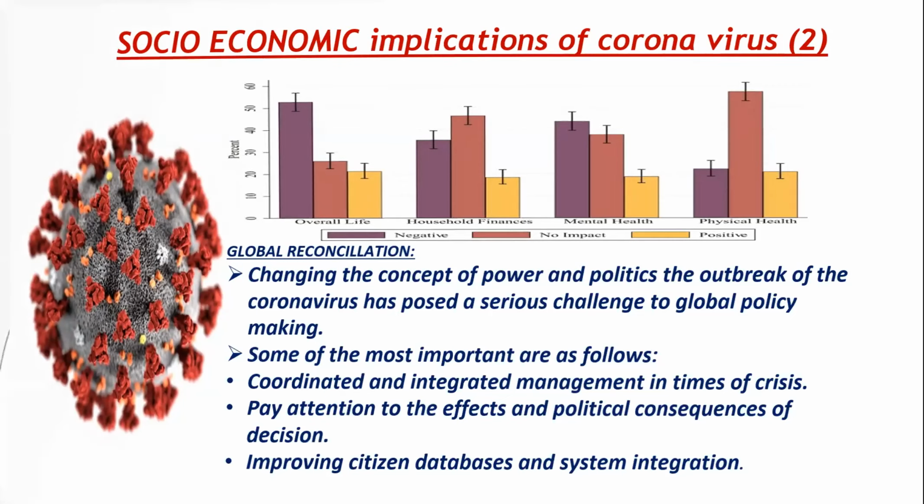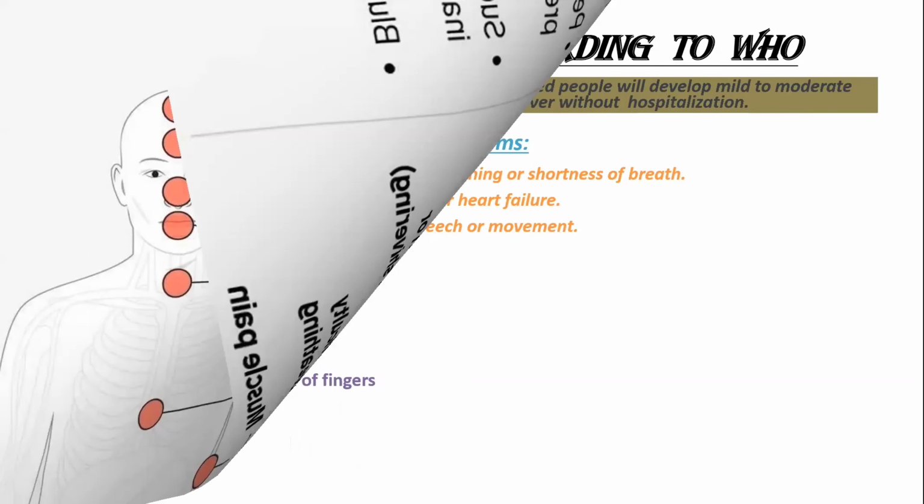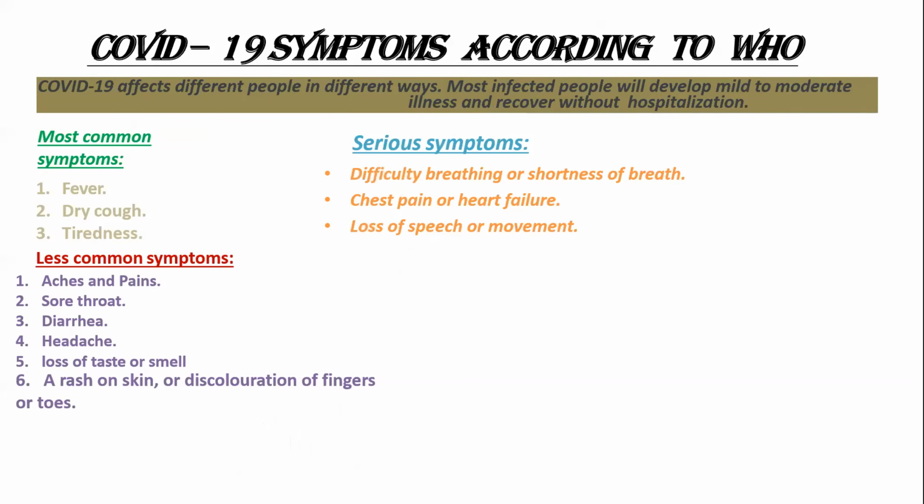And the symptoms of the coronavirus, which are seen in most of the people suffering from corona, are headache, fever, loss of taste or smell, cough, sore throat, difficulty in breathing, and muscle pains. The symptoms according to WHO are, most commonly, fever, dry cough, and tiredness, and less commonly sore throat, aches and pains, diarrhea, headache, loss of taste or smell, a rash on skin, or discoloration of fingers or toes. And the serious symptoms are difficulty in breathing or shortness of breath, chest pain or heart failure, or loss of speech or movement.